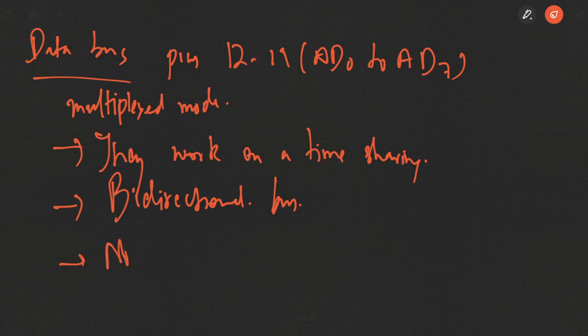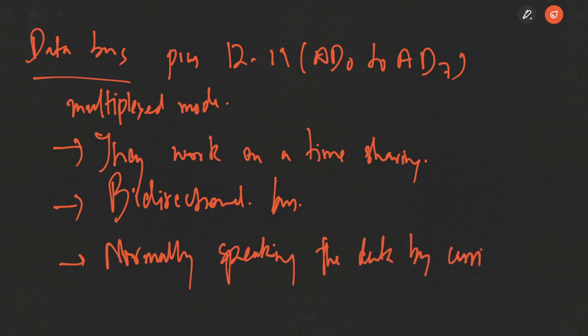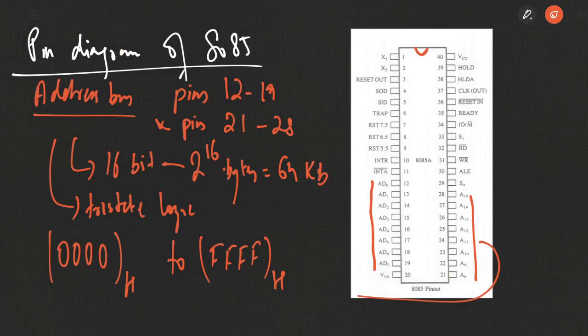So normally speaking, the data bus basically carries the LSB of the address. That means if we have an address that is 16-bit, it has most significant bytes and least significant bytes. The 8 bits that refer to the least significant 8 bits will be carried by the bidirectional bus, while the bus that is exclusively meant for the address will be carrying the MSB of the address. So this is about pins 12 to 19 and 21 to 28.